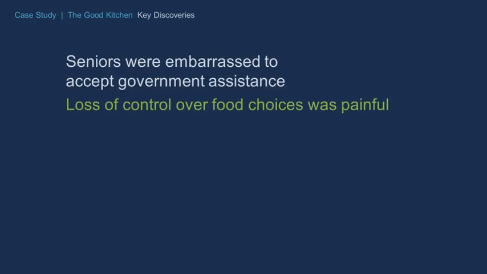Also painful to seniors was the loss of control over their food choices. "We discovered that deciding what kind of food they put in their mouths was the second most important thing for the elderly after taking care of their personal hygiene," the head of the Hatch and Bloom team told us.